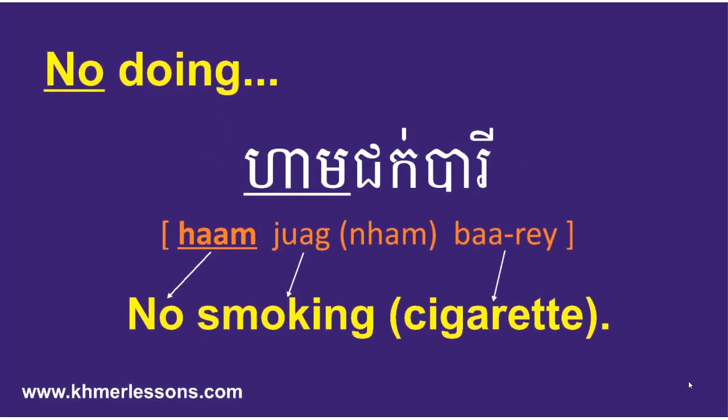No smoking. You always see the sign everywhere on the wall, to tell someone not to smoke here. We say no smoking, but actually the whole meaning is no smoking cigarettes, right? In Khmer we say ham chuok barai. Chuok means to smoke.